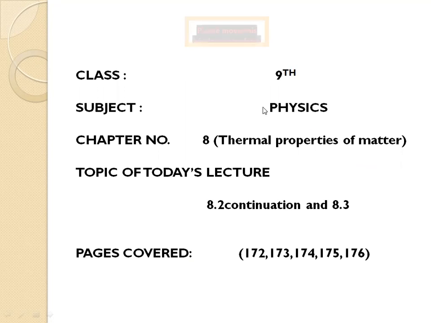I repeat, class 9, subject physics, chapter number 8, and the name of the chapter is thermal properties of matter. The topic of today's lecture will be 8.2. We left the numericals of topic 8.2, and we will try topic 8.3, which is specific heat capacity. We will try to cover these two topics today, and the pages start from 172. Please open page 172.